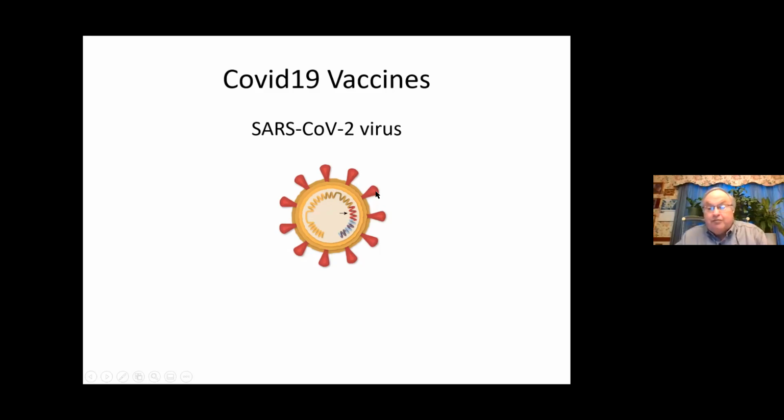These spikes are what make this virus so potent because they allow it to attach to cells in the respiratory tract, in the nose and the throat, and attach very readily, very efficiently, and then enter those cells and hijack those cells and reproduce itself.